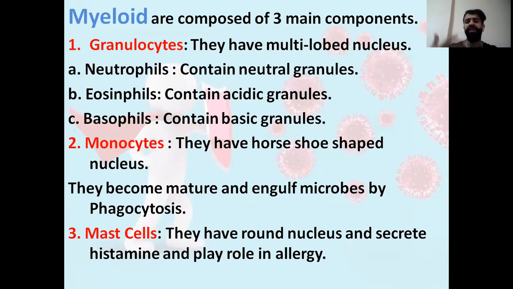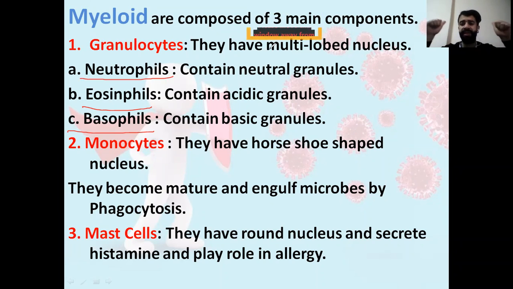Myeloid are divided into three main components. We have the granulocytes. As we said before, they have a multi-lobed nucleus. Under the category of the granulocytes, we have three different kinds: neutrophils, eosinophils, and basophils. Granulocytes, I repeat, are composed of three main types. As we said, they have a multi-lobed nucleus and they have granules in their cytoplasm, as we said in the introduction.